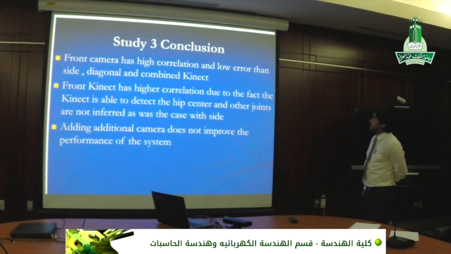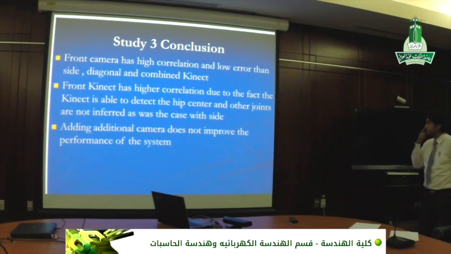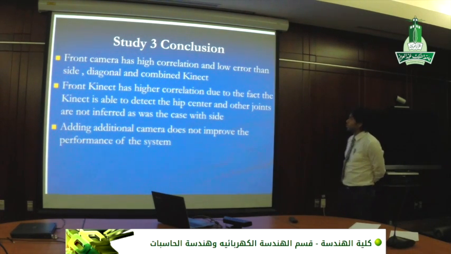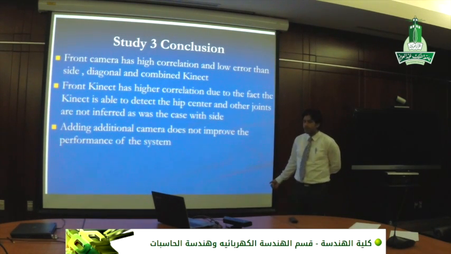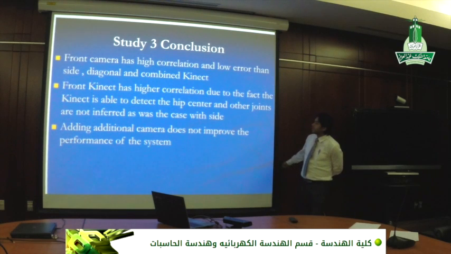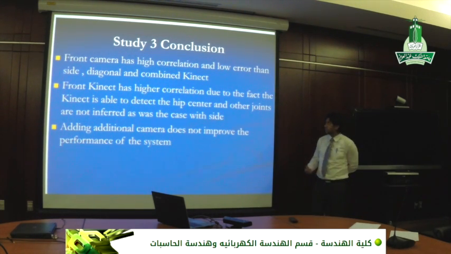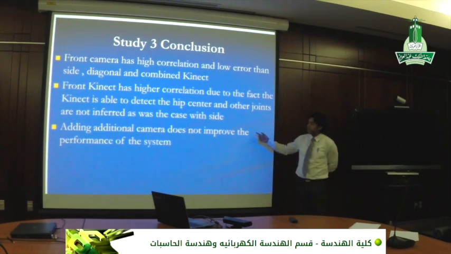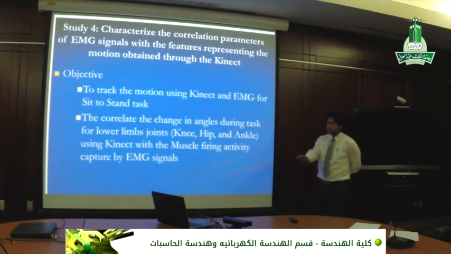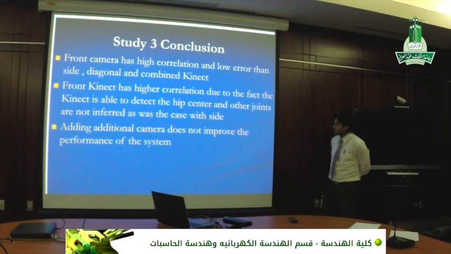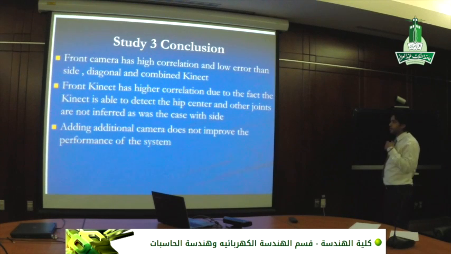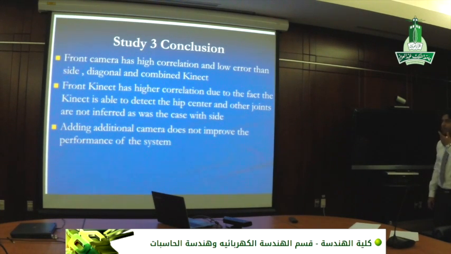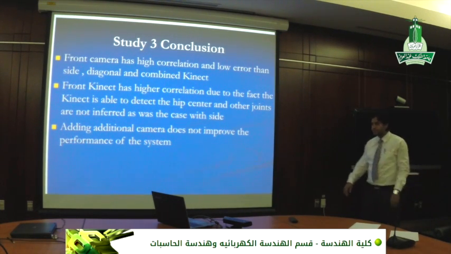From this study, we conclude that the front camera has higher correlation and lower error than the side, diagonal, and combined Kinect. The front Kinect has higher correlation because it is able to detect the hip center, which is the starting position for generating the joints, and other joints are not input as well in the side and other camera positions. We concluded after implementing multiple Kinects that adding an additional camera does not improve the performance of the system.